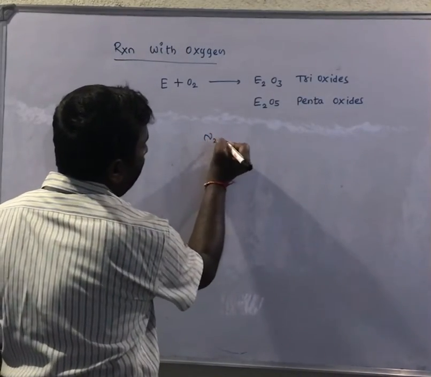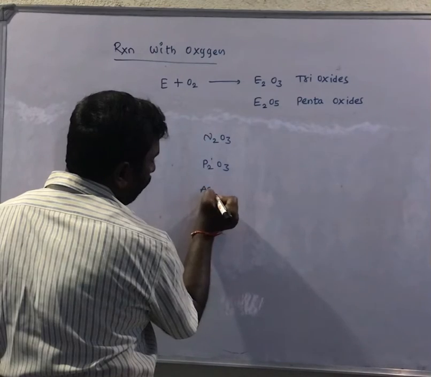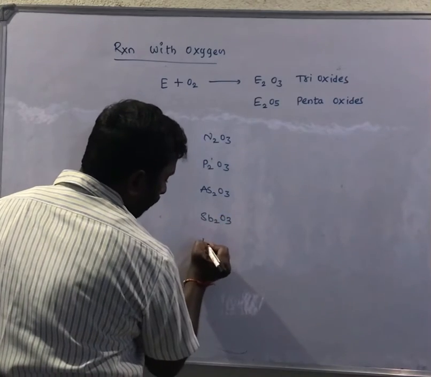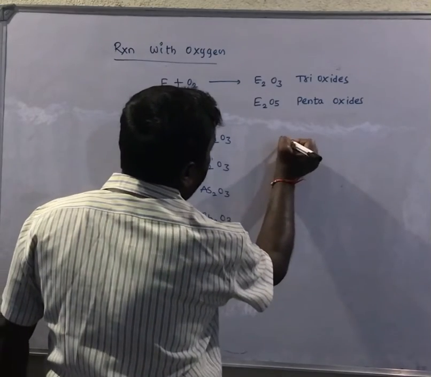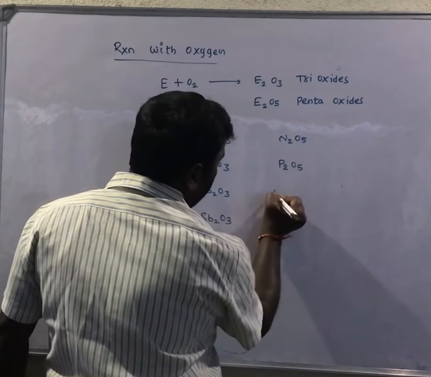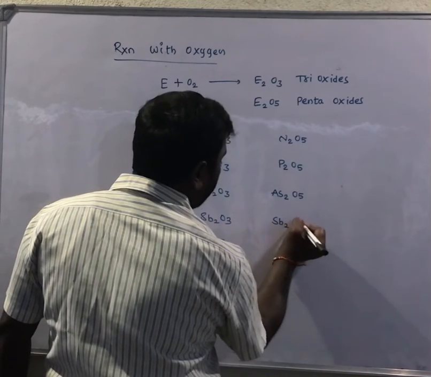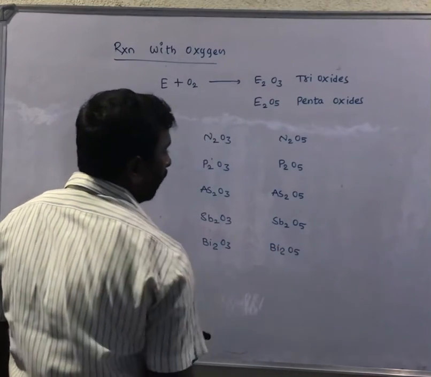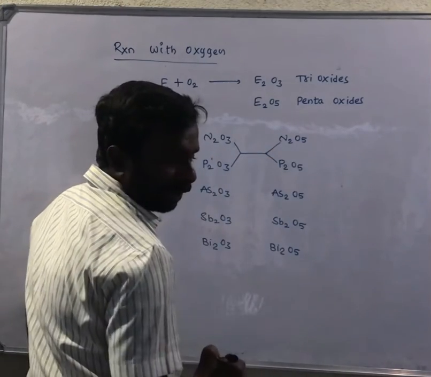Here the trioxides are N2O3, P2O3, As2O3, Sb2O3 and Bi2O3. Then the pentoxides: N2O5, P2O5, As2O5, Sb2O5, and Bi2O5.